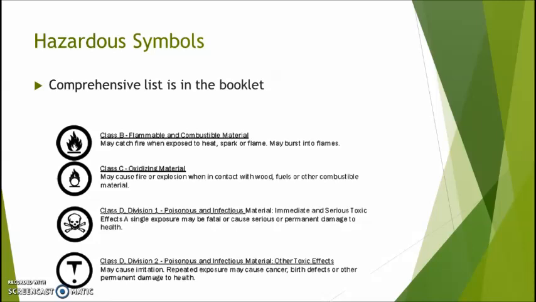Flammable materials. There isn't much that we have in the classroom, but you should know the symbol for flammable materials. Class C oxidizing materials have a similar symbol with an O incorporated into the symbol. Poisons, no great shock, the symbol there. But you may not be familiar with the Class D Division II symbol for toxic materials. And this is where solder lies.